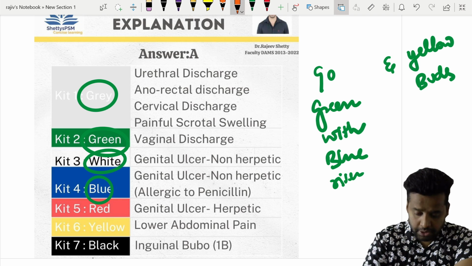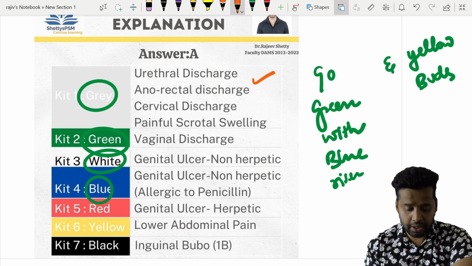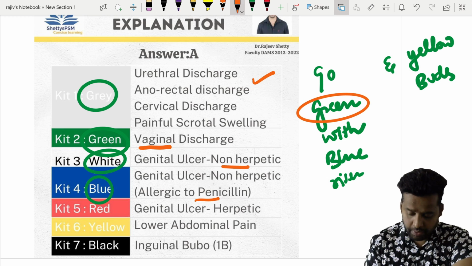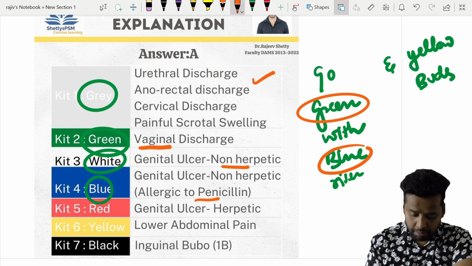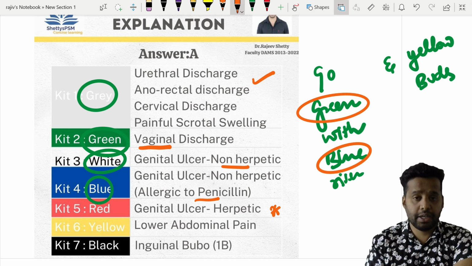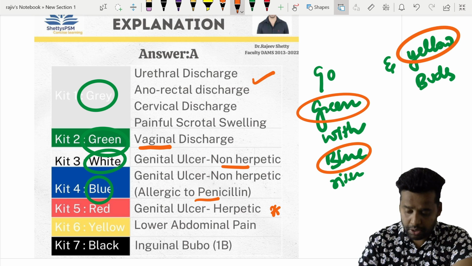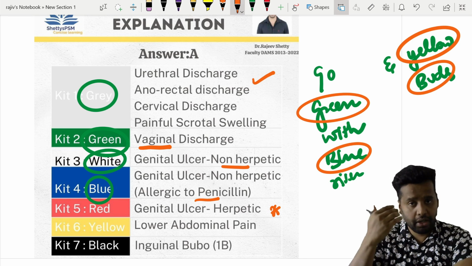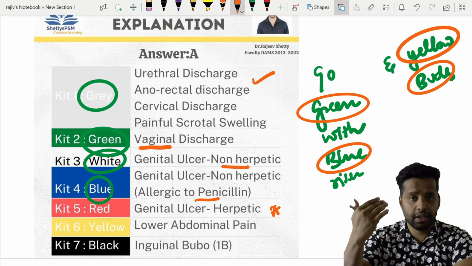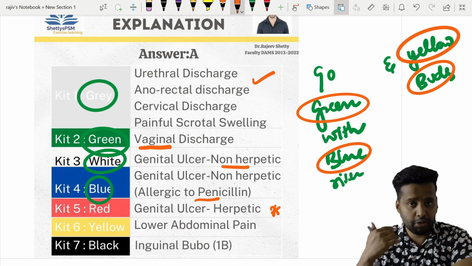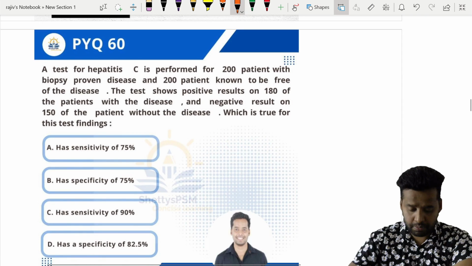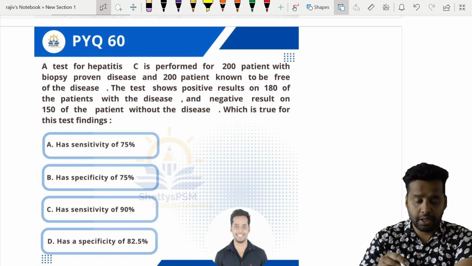7 kits. Good. So discharge, gray; vaginal discharge, green, important. White, ulcer non-herpetic. If allergic to penicillin, we are using blue. Then red, important, herpetic ulcers. Yellow, lower abdominal pain, and black, inguinal bubo. Go green, gray, green; white, blue; red, very good; yellow and black. How many kits? 7 kits under go green with blue rivers and yellow birds.